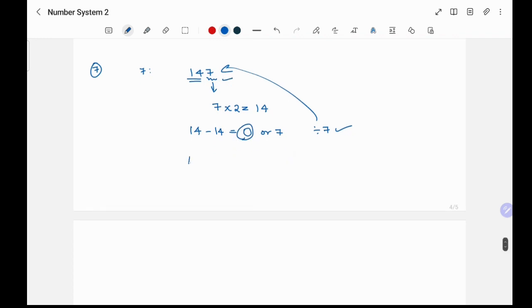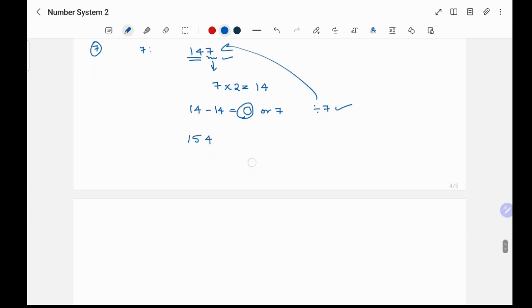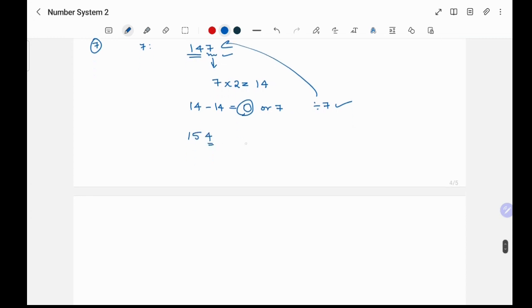I'll give you another example. 154. Take the last digit 4, multiply it by 2 to get 8, and subtract it from the rest of the number. So 15 minus 8 is 7. So hence it is divisible by 7.